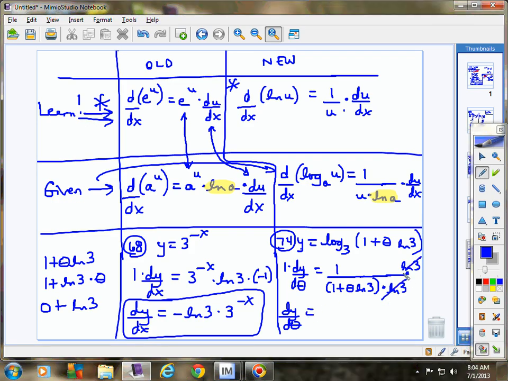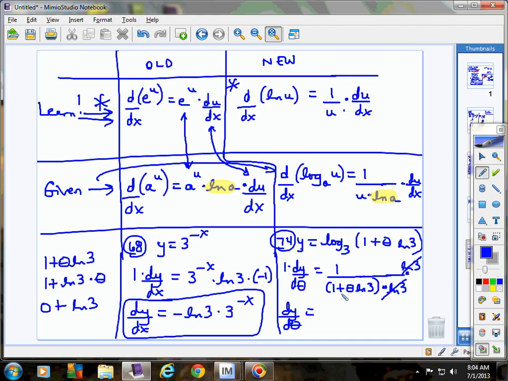All right, now that one's going to cancel with that one because that one's a multiplied log of 3 on bottom. Now there's no way I could cancel it with this one in here because it's added to a 1. So what's left is a 1 on top and a 1 plus theta log of 3 on bottom.